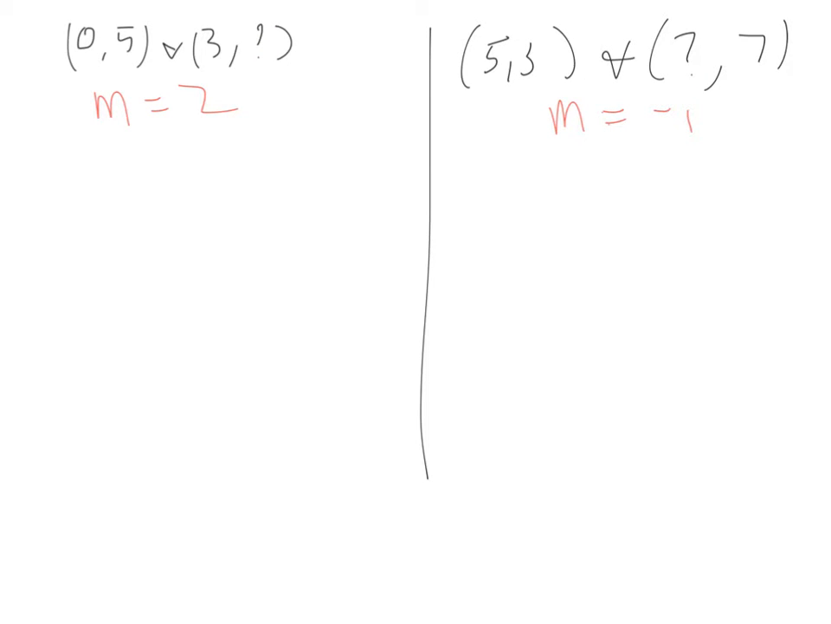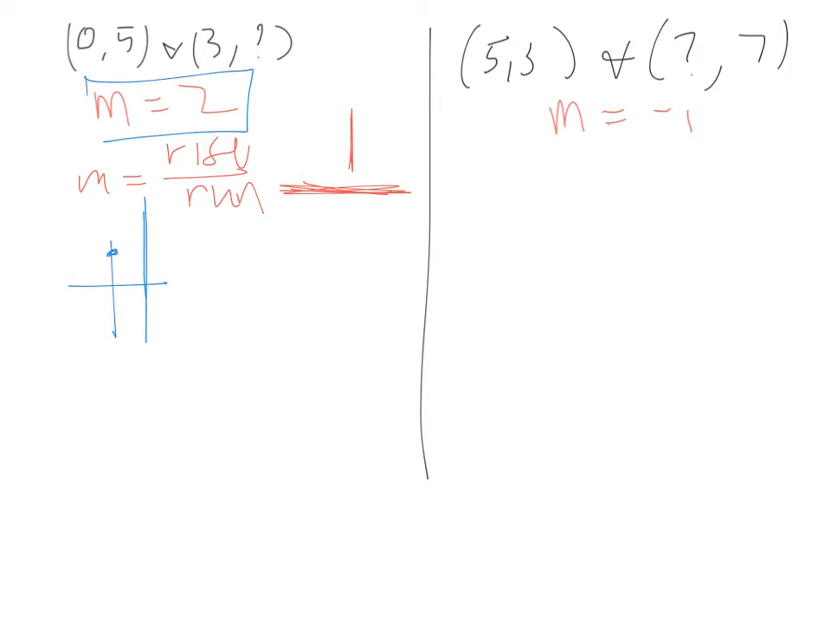So basically what we do for this is we know that our gradient, m, equals rise over run. So that is vertical over horizontal. So let's have a look at this. We draw a graph. We've got one point at 0 and 5, which is there, and then we've got another one at 3 and something, so it's somewhere here. We don't know what it is, but we know that it's giving us a gradient of positive 2, so it's going to be going upwards.